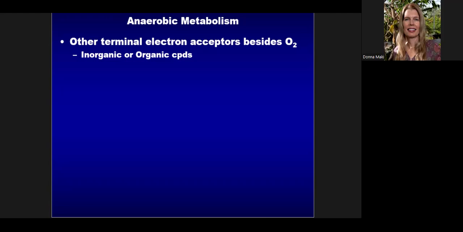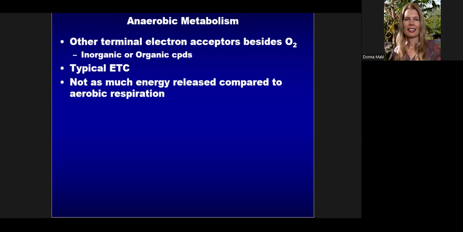No matter what they choose, if oxygen's not the terminal electron acceptor, they're not going to get as much bang for their buck. There's not as much energy released compared to aerobic respiration. So aerobic respiration means oxygen's at the very end. So no matter what they do, they're just not going to get as much ATP. However, they get more ATP doing anaerobic metabolism than fermentation. So fermentation pathways, if you're a smart microbe, that'd be plan C. That'd be your last choice.